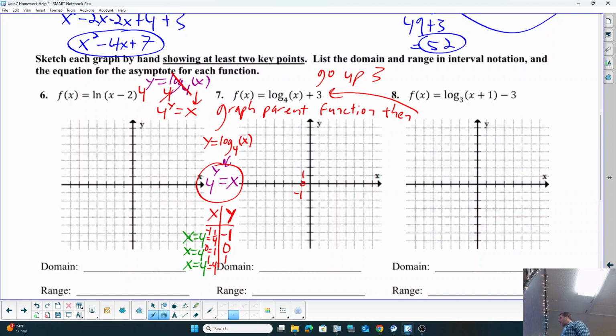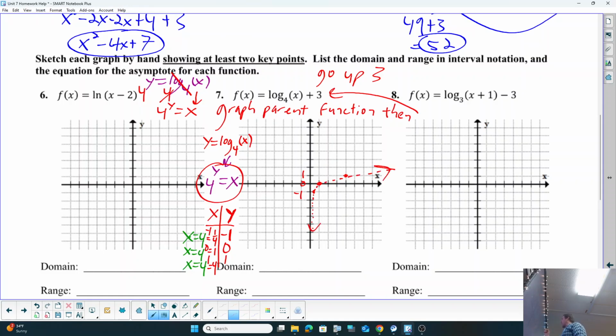So we're going to go over a 4th, down 1. Over 1, up 0. And then over 4, up 1. And there's our graph. So that's our parent function.